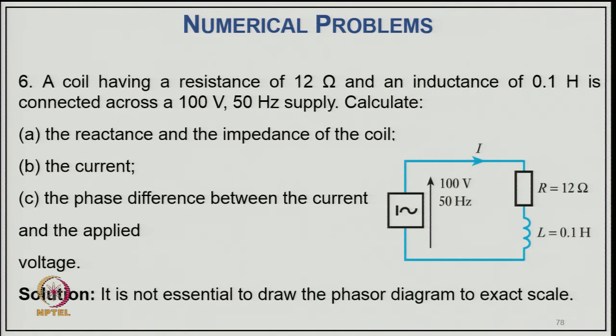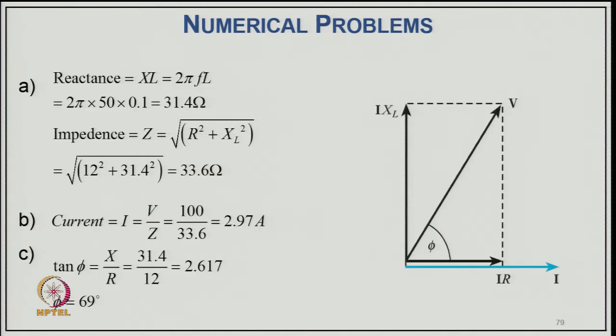Now, coming to example 6: a coil having a resistance of 12 ohm and an inductance of 0.1 Henry is connected across a 100 volt 50 hertz supply. Calculate the reactance and impedance of the coil, the current, and the phase difference between current and the applied voltage. So, we have a supply voltage of 100 volt 50 hertz with a resistance of 12 ohm and inductance of 0.1 Henry. It is not essential to draw the phasor diagram to exact scale. So, coming to the calculation.